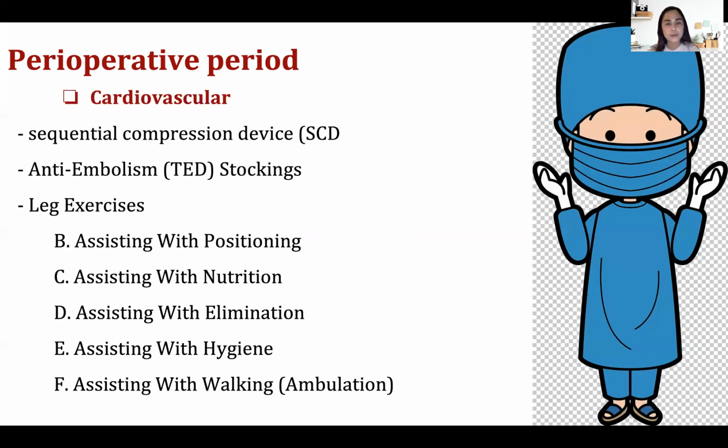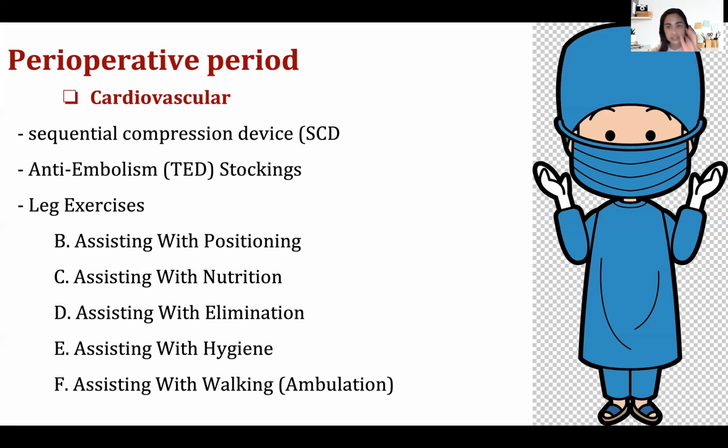Next is the sequential compression device. For some patients, they put stockings, anti-embolic stockings like that, or they put a machine to squeeze the legs of the patient. In this way, they are preventing the condition which we call pulmonary embolism. What is pulmonary embolism? Because you are lying a long time on the bed, you are bedridden, I mean, you are on bed rest because you had the surgery, the tendency of your body is to develop a clot in a certain part of your blood vessels.